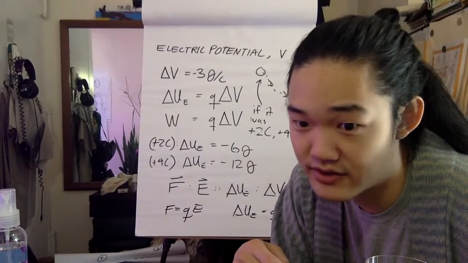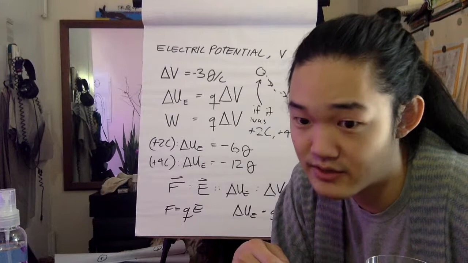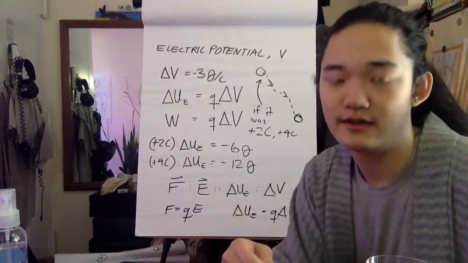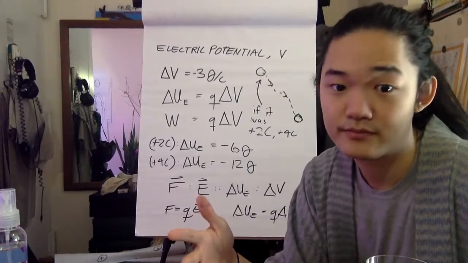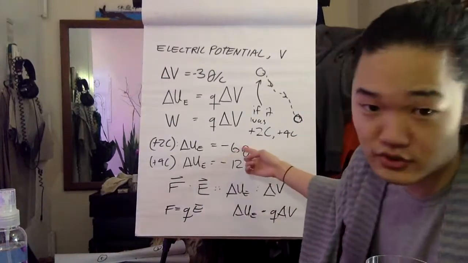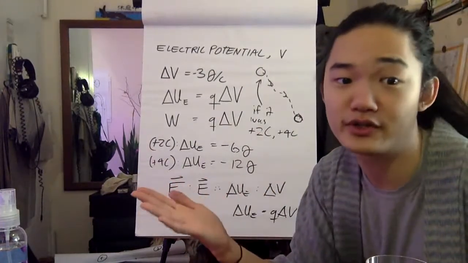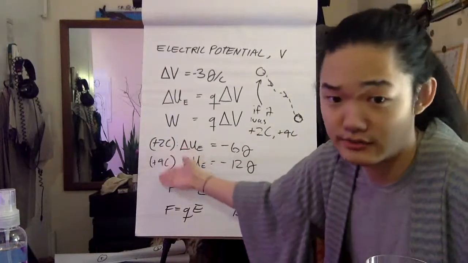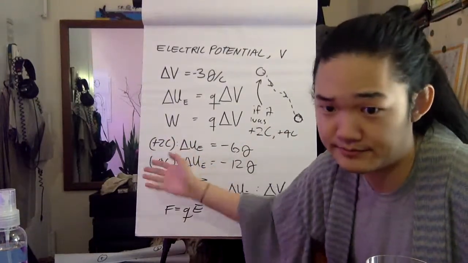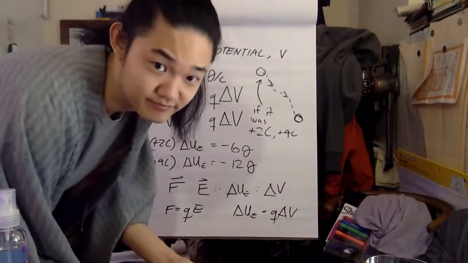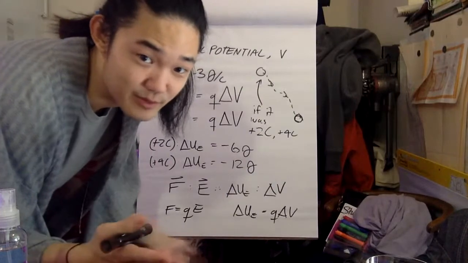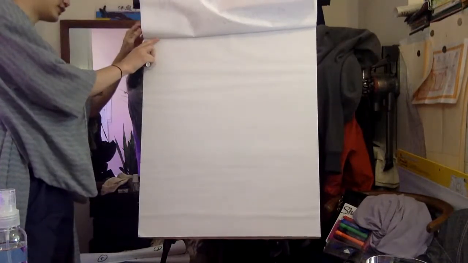So the electric potential energy is for the object in space. Yes, right? And it's going to change. It can lose 6 joules, it can lose 12 joules. I don't know how much it loses until I know the charge, right? Until I know the charge. So let's pretend it was, I don't know, 3 coulombs. Let's pretend the object in question is 3 coulombs.